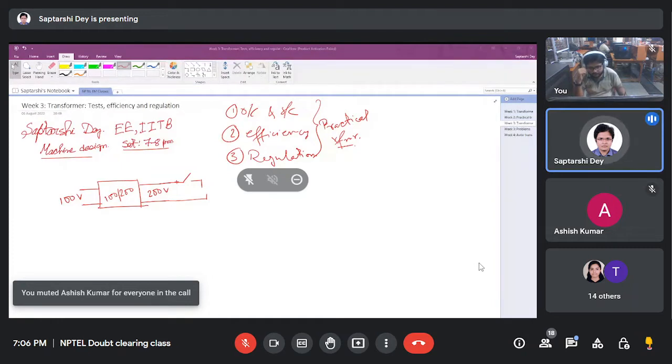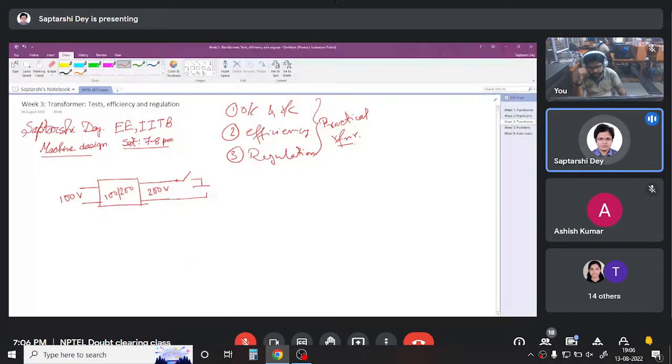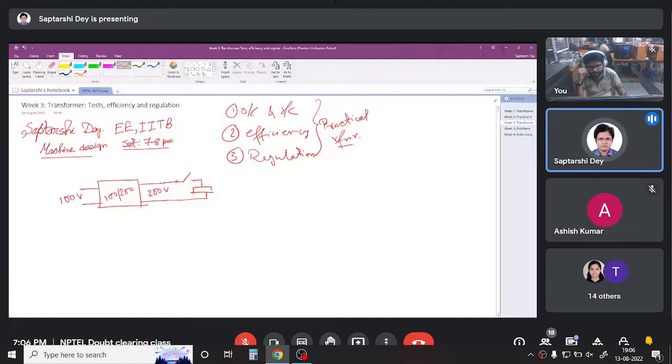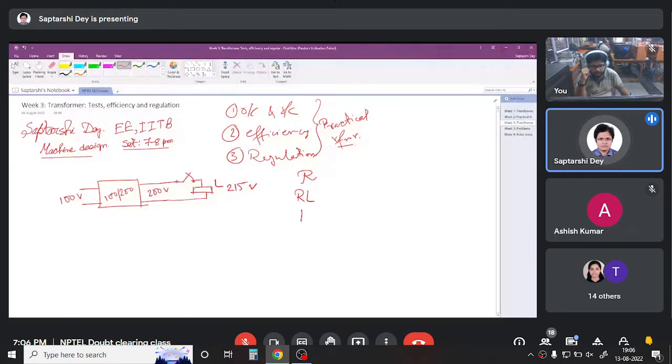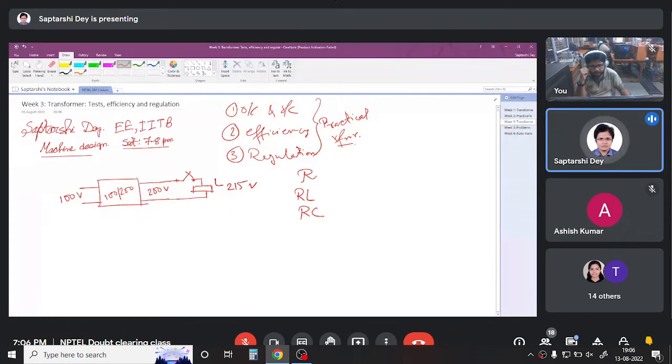All right, so there was an open circuit, 200 volt we were getting in the secondary side. Now, I have connected a certain type of load, and after connecting the load, I see that the voltage in the secondary is now 215 volt. So, can you comment about the load? What kind of load is it? Is it a pure resistive load or RL load or RC load?